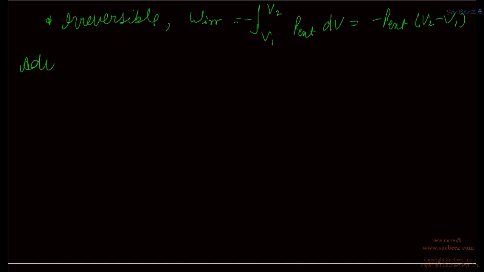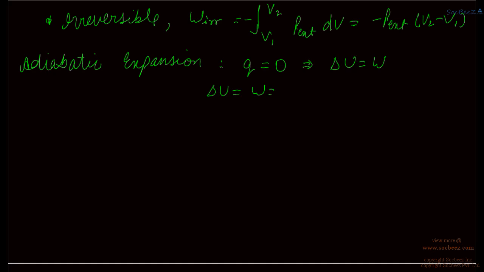Okay, so let's discuss now adiabatic expansion. In case of adiabatic expansion, since we know that for an adiabatic process Q equals 0, from the first law del U equals W. So in this case del U equals W equals nCv delta T, where Cv is the molar heat capacity and delta T is the change in temperature.